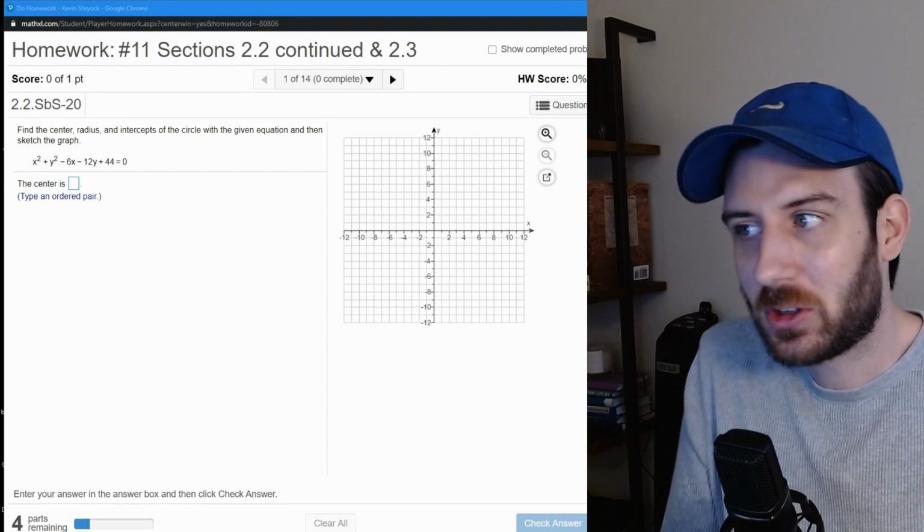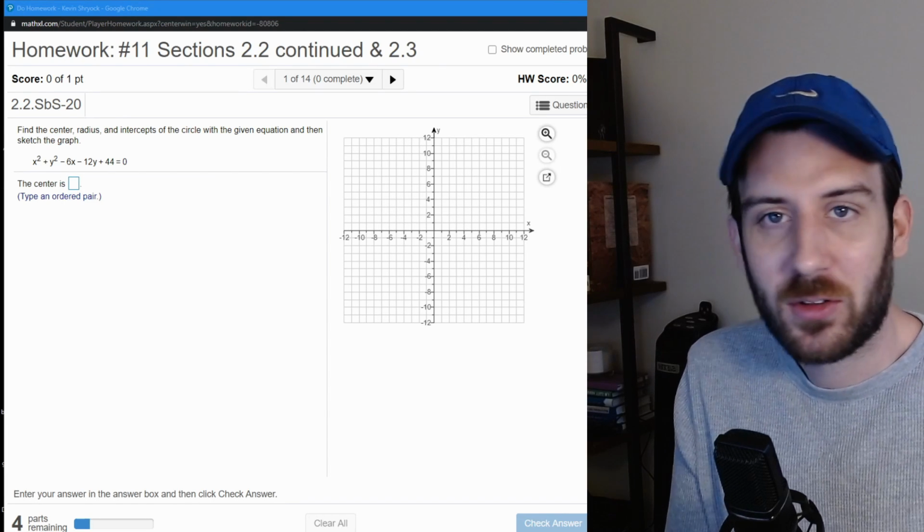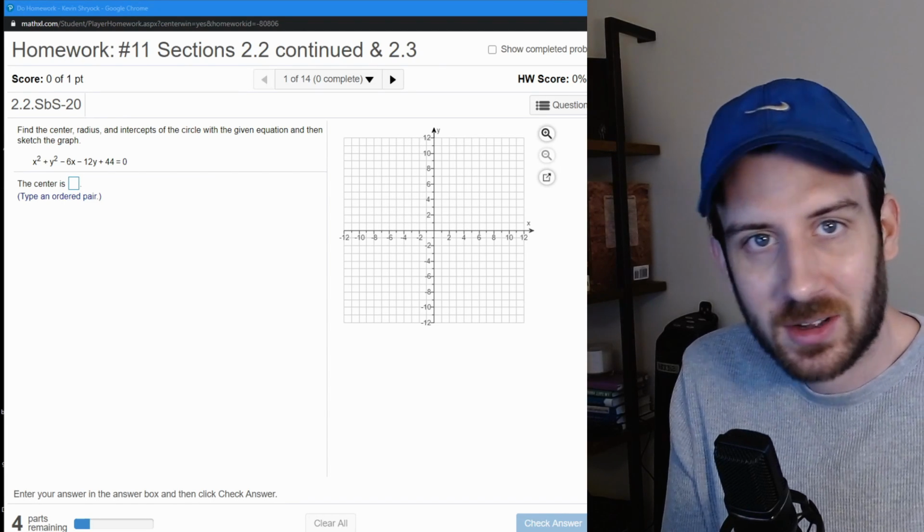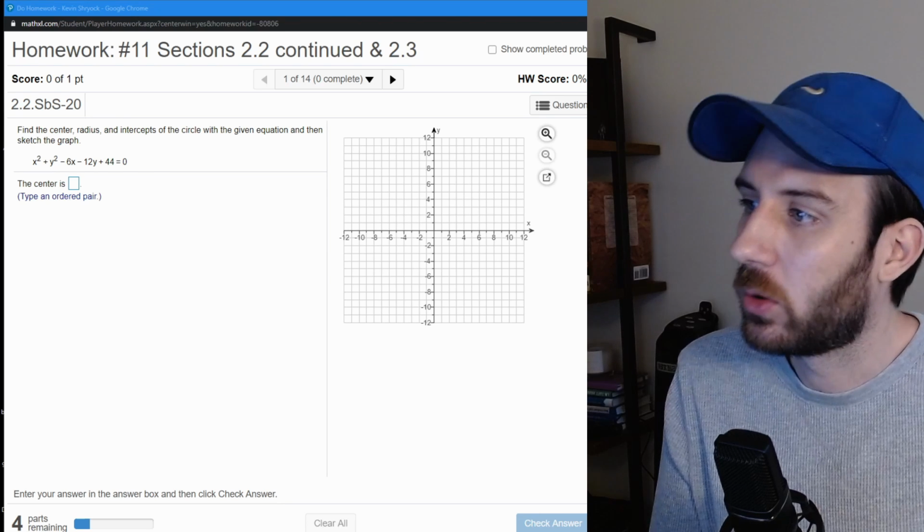Hello everyone. So I was looking at assigning your homework and I found this problem that I stumbled across that I realized we didn't talk about in the notes, and I wanted to talk about it really quickly.